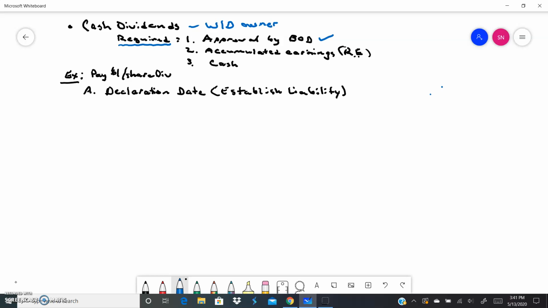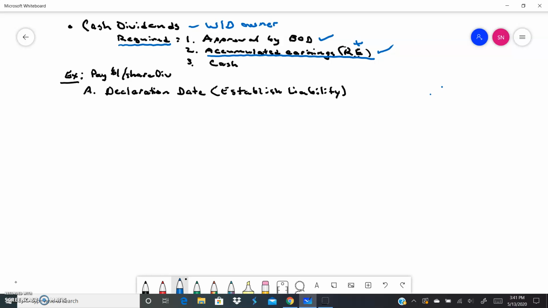The second thing is, because a dividend really is intended to be a return of earnings to its owners, the shareholders, we must have accumulated earnings to pay dividends. So that's a requirement. For instance, if a company had never made any money, never had any accumulated earnings, dividends would not be permitted. In effect, we'd have to have positive retained earnings to be able to pay dividends.